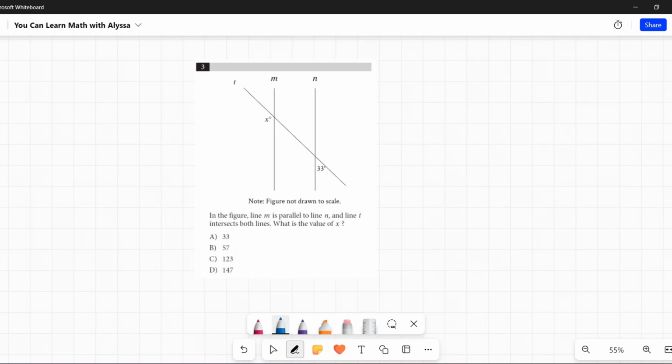In the figure, line M is parallel to line N. So I'm going to make little parallel symbols, okay? And line T intersects both lines. What is the value of x? The concept is a transversal crossing a set of parallel lines. So this line here, line T, I need to put my glasses on. Line T is our transversal.